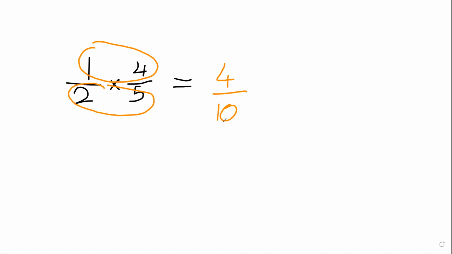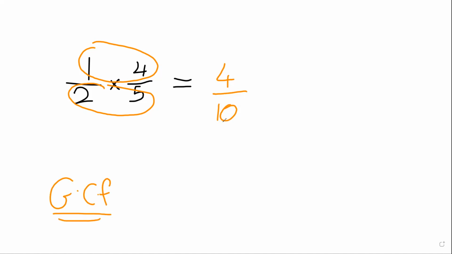But how does the question come? The question asks you to multiply the fractions and write the answer in the simplest form. How do you write it in the simplest form? By simplifying. How will I simplify? By using the greatest common factor.